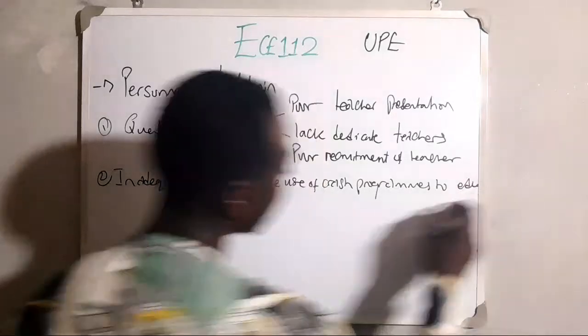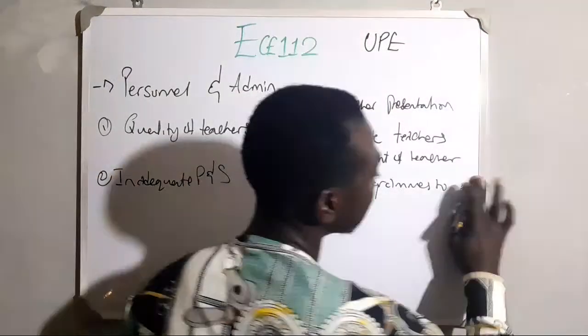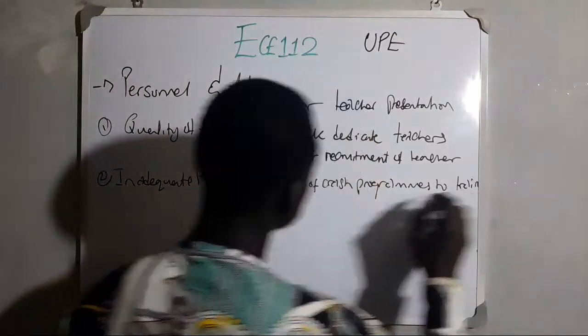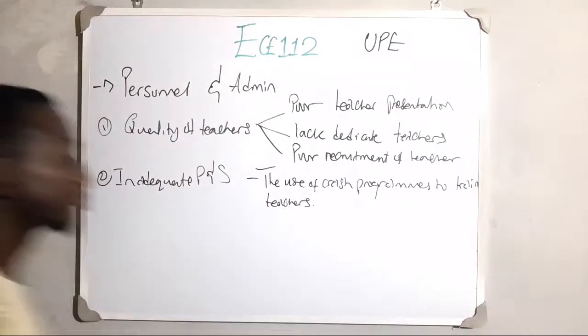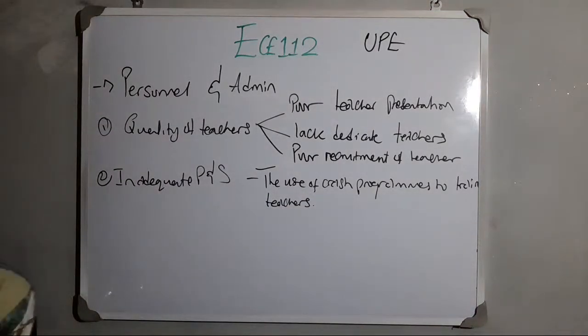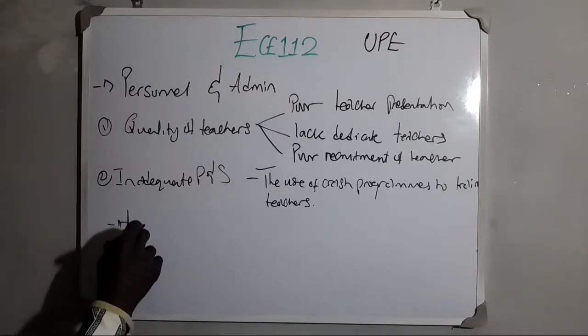To educate or to train. Okay, we have that as that. Now, one of the inadequate planning and supervision again is that the UPE program, in 1955, their arrangement was made for about 492,000 pupils.